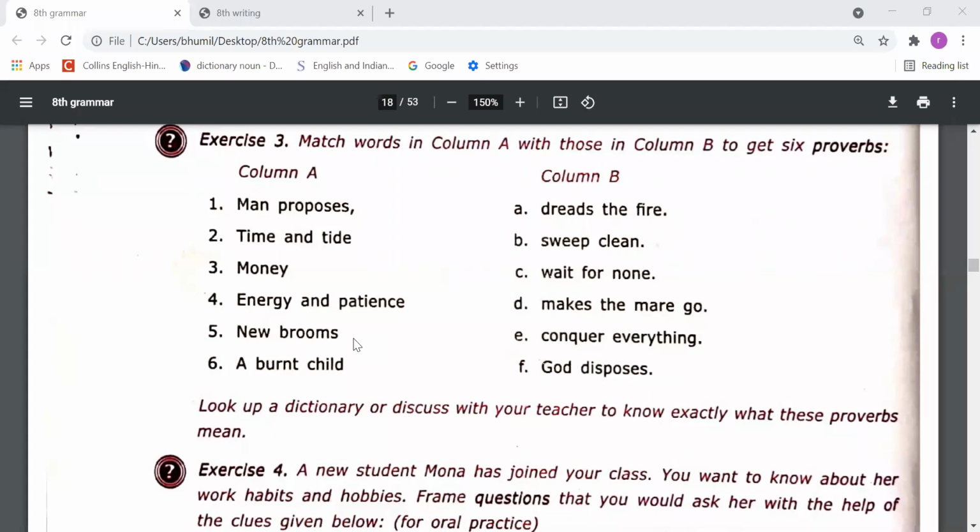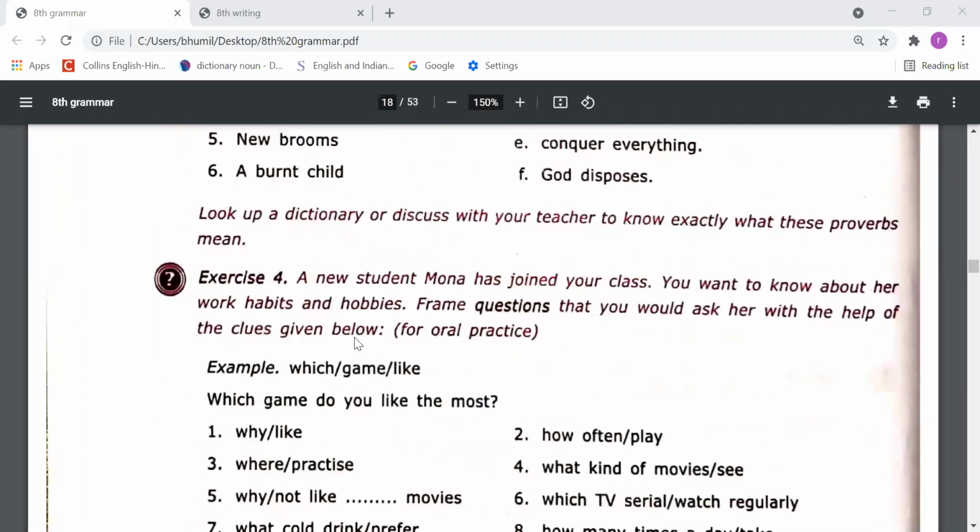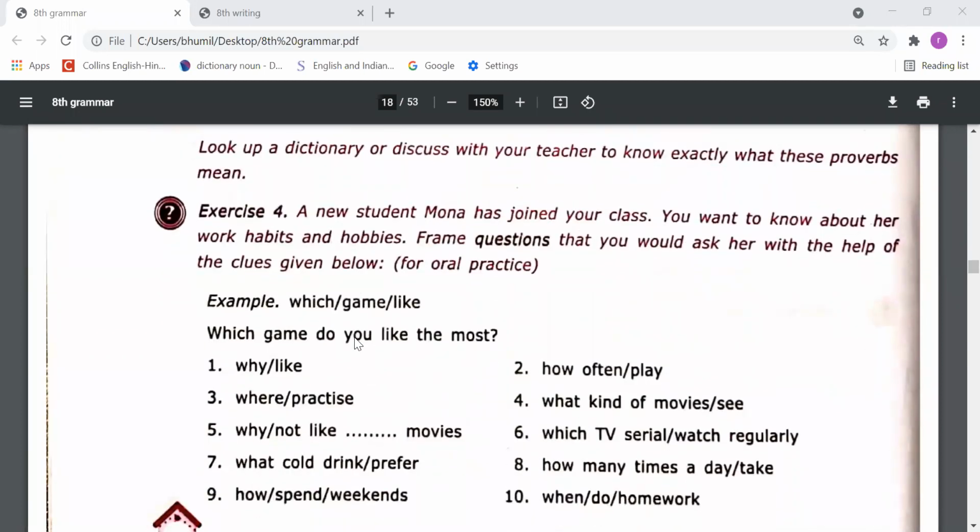Third was that money makes the mare go. So by the money, we can buy everything. By the money, we can earn a lot. So this is the meaning of this. Three, I have told you, and rest of the proverbs, you should try to get the meaning from the dictionary or from the internet. Now let's come to the fourth exercise.